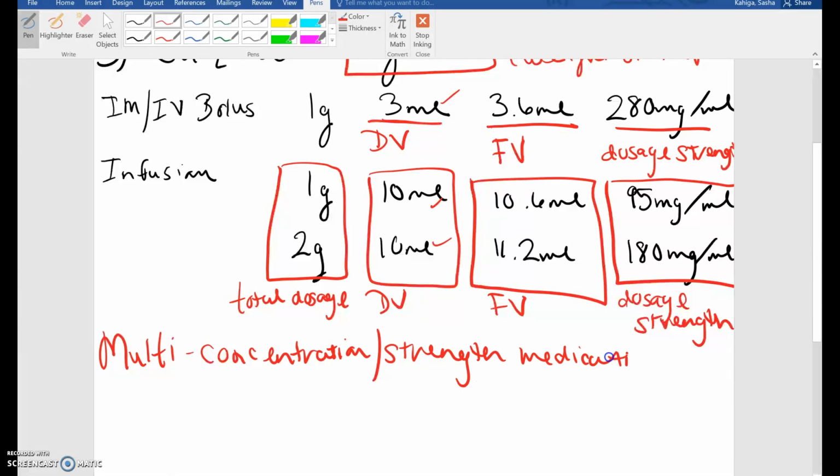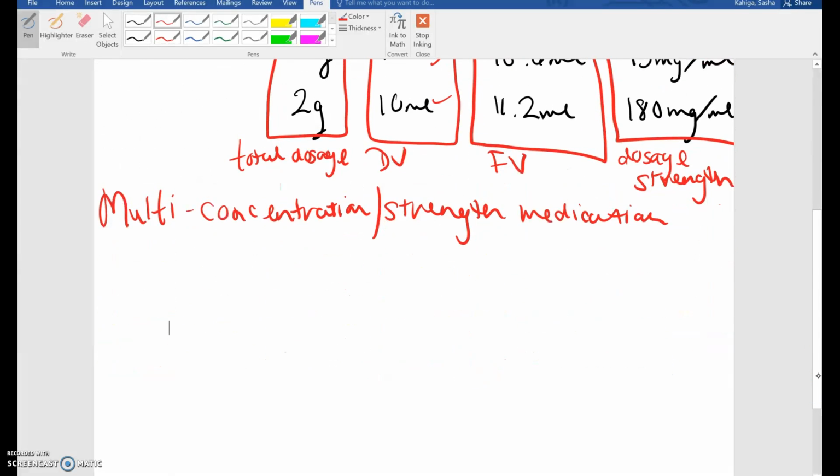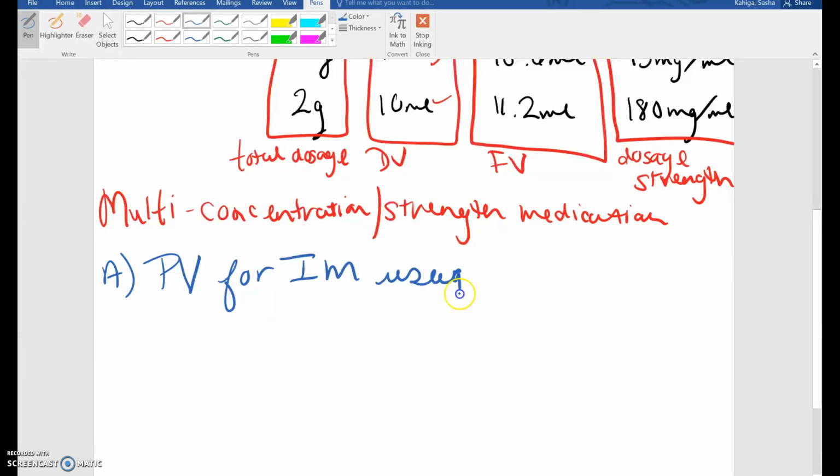All right. Well, let's answer the questions. So the very first question, it says, what is the powder volume for IM usage? So again, let's look back at our label. For intramuscular usage, it says that if you add 3 milliliters, you get an approximate volume of 3.6 milliliters with a concentration of 280 milligrams per milliliter.